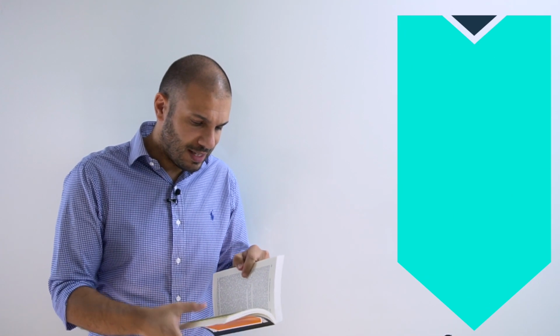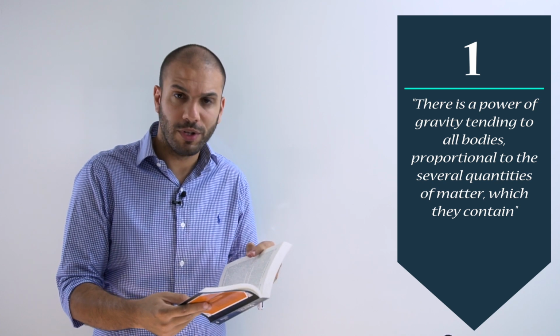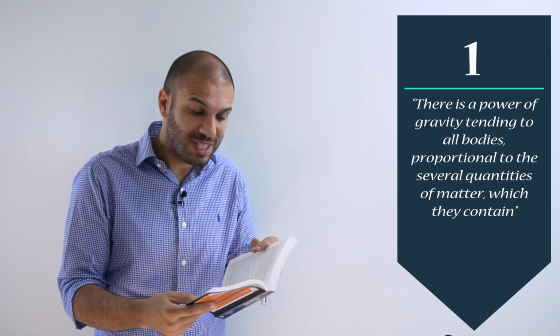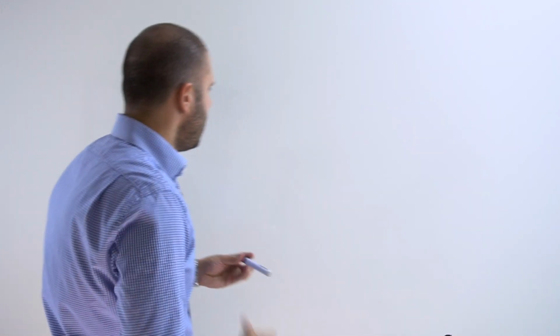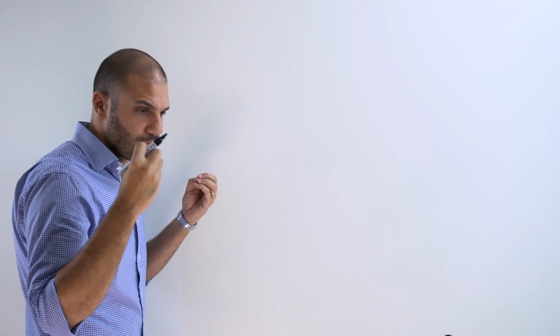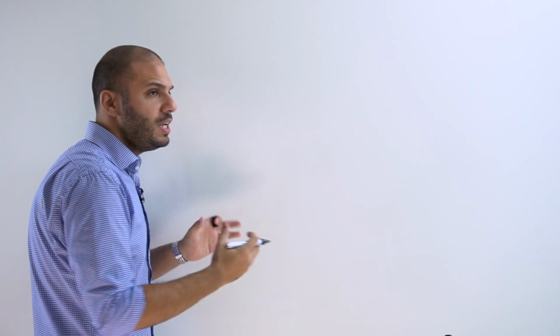About the masses themselves, he said that there is a power of gravity tending to all bodies, proportional to the several quantities of matter which they contain. So what this means is that if you've got two objects, any two objects that have mass, since they're matter, they must have mass, they will attract one another. In Newton's terms, that force of attraction he is referring to as gravity.